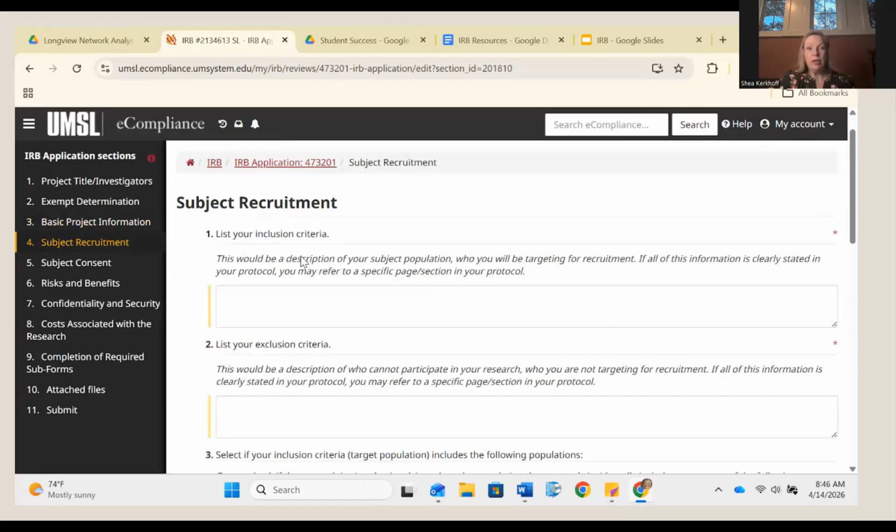The next page is going to ask you to have a description of your participants. Who are you going to recruit? How are you going to recruit them? You even need your script or your email that you're going to send, where everything is clearly stated. You upload that protocol in the attached files section, but here it is your inclusion criteria and exclusion criteria.